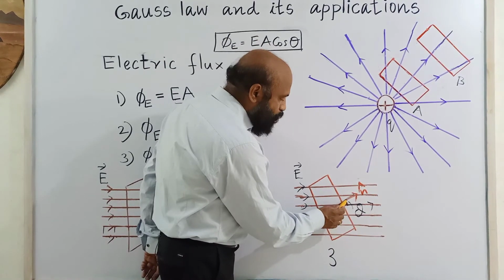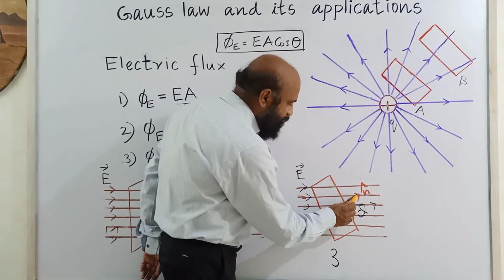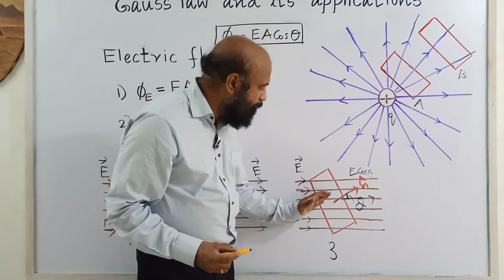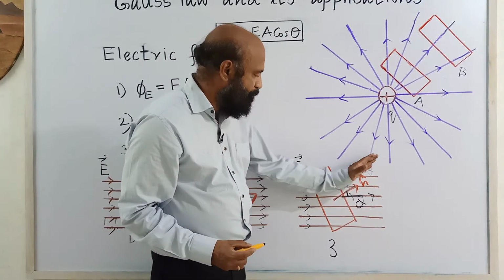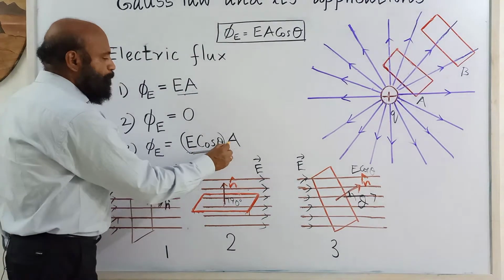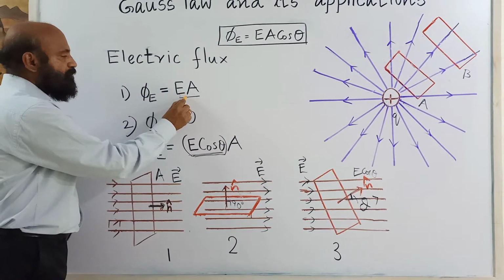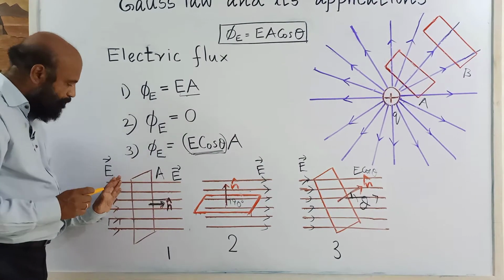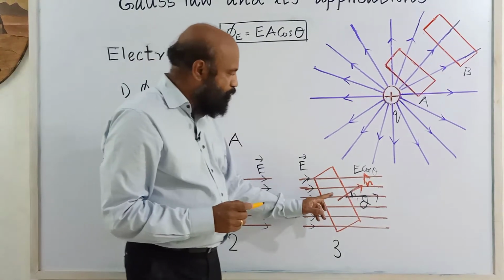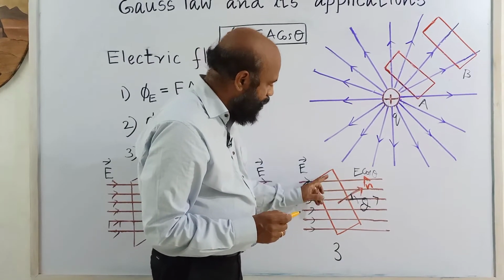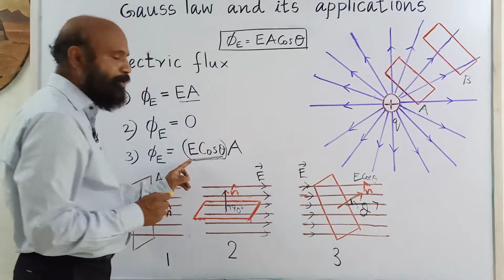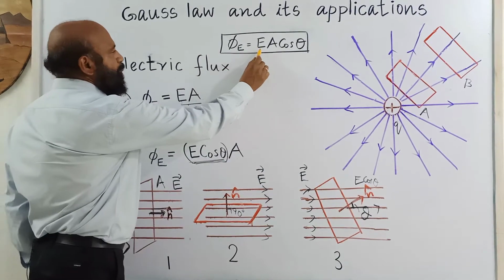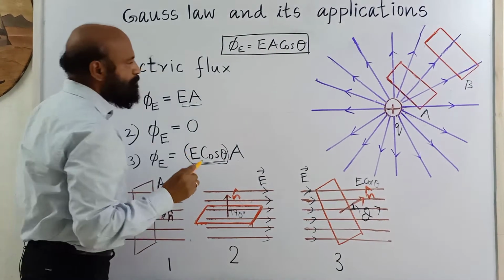So this can be resolved into two components. This component is E cos theta. So this E cos theta is perpendicular to the area. So E cos theta is to be multiplied by the area. In the first case, E is multiplied by A. Here total area is perpendicular to the field lines. So here only this component is perpendicular to the area, E cos theta. So that's why we are multiplying by E cos theta into A. So flux can be represented as EA cos theta.